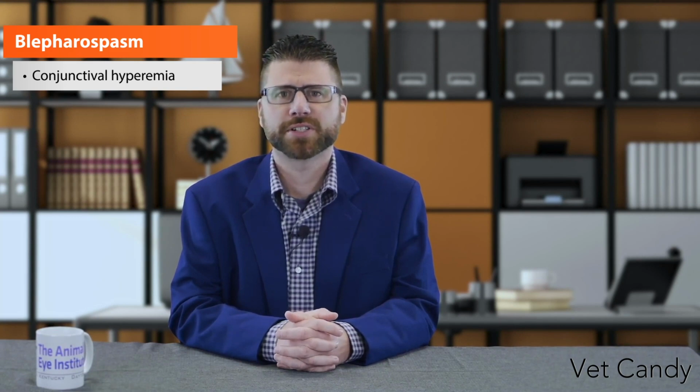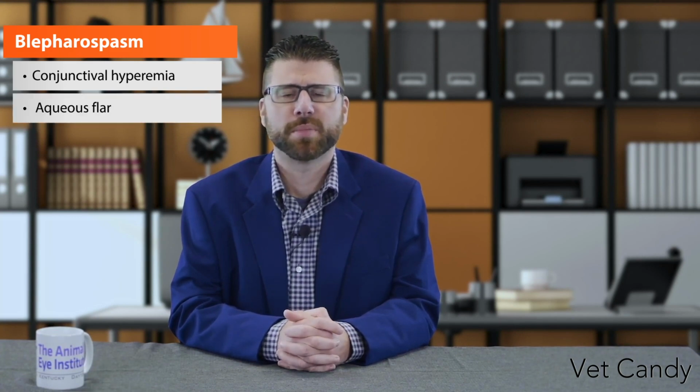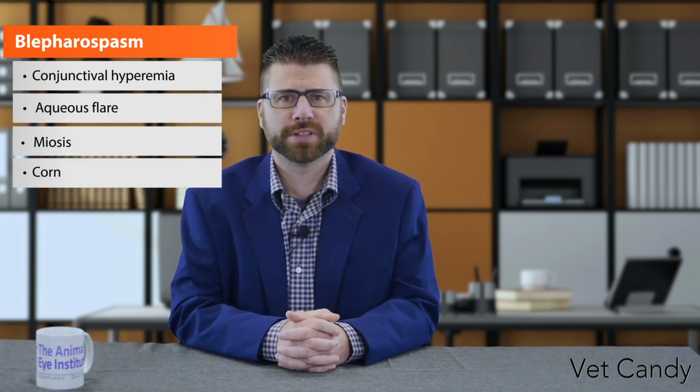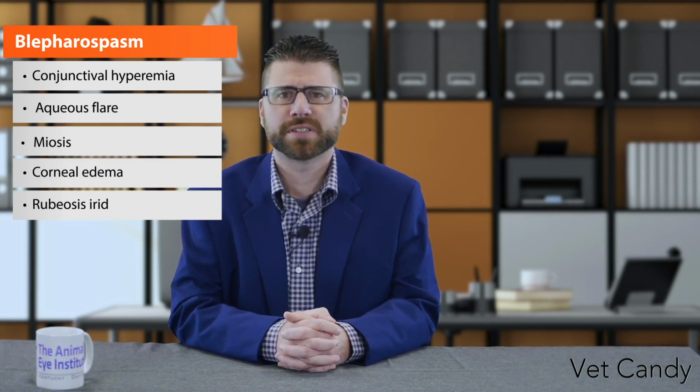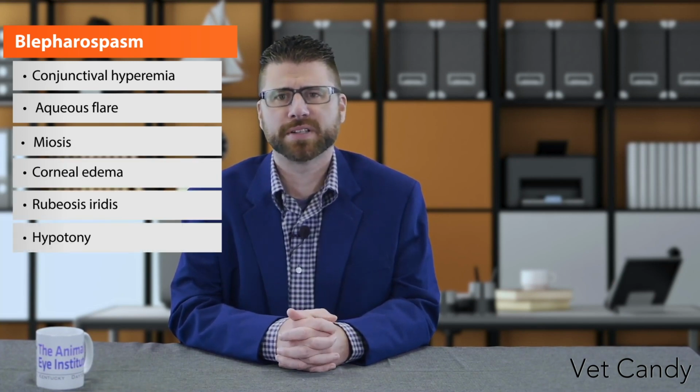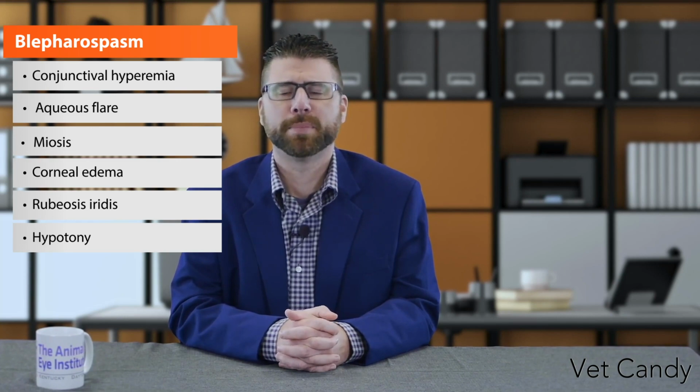Diagnosing anterior uveitis is important. The classic eye with uveitis shows blepharospasm and photophobia, conjunctival hyperemia with episcleral injection, aqueous flare, miosis, mild corneal edema, rubeosis iridis, and hypotony compared to the contralateral eye. But not every uveitis patient presents classically. So what do I need to get a proper diagnosis?